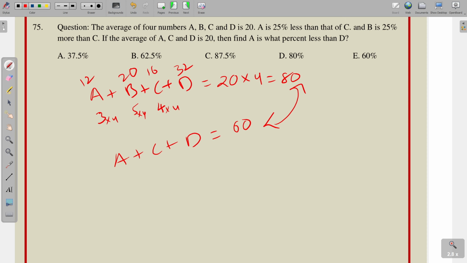A is how much percentage, means 20 less than d into 100. So 4 5 times, 4 8 times, 8 12.5 into 5. 62.5% is our answer for this question.